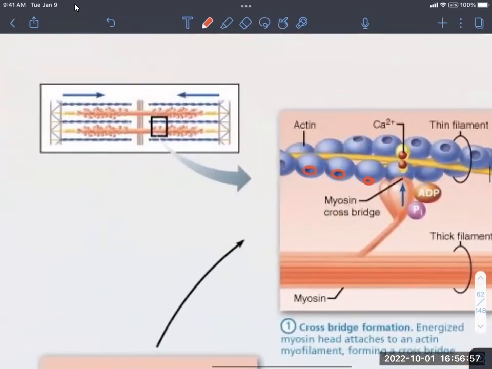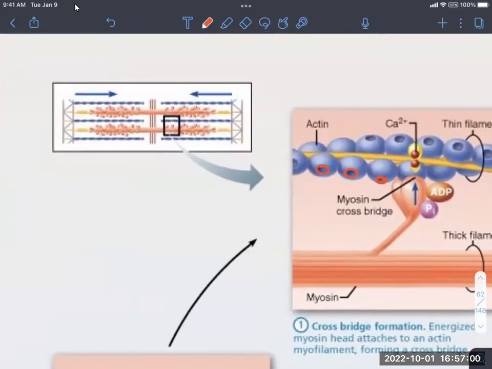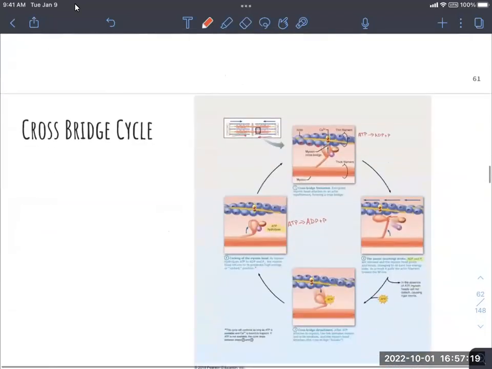So this is the whole picture of the whole sarcomere. If you remember, as these myosin heads attach to this actin, the actin gets pulled this way, and the myosin heads really don't change their positioning much.